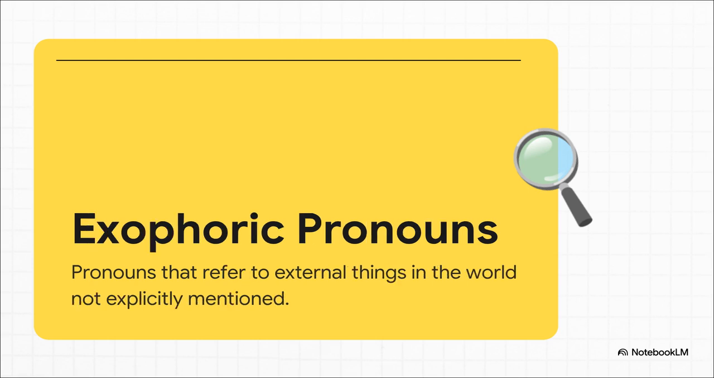And finally, exophoric pronouns. These point to completely external entities out there in the world that haven't been explicitly mentioned in the conversation at all. It's like gesturing to a group of strangers across the street and stating, they are going to the park. Again, this relies entirely on visual cues and the shared reality between you and whoever you're talking to.